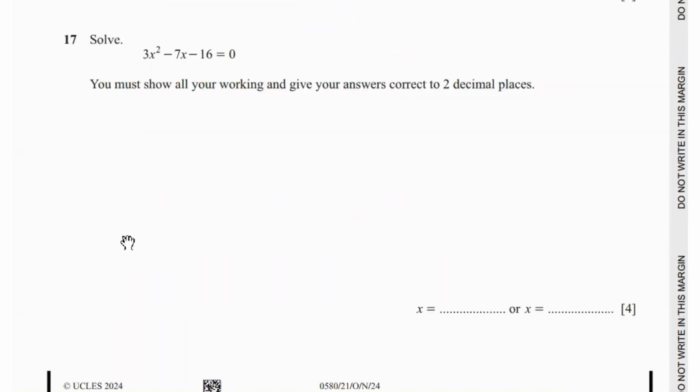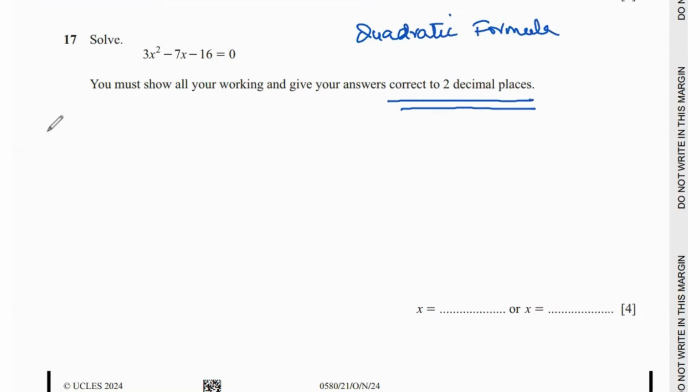Question 17 says solve 3x squared minus 7x minus 16 equals 0. You must show all your working and give your answer correct to 2 decimal places. Since it's identifying that the answer needs to be correct to 2 decimal places, that means we're going to use the quadratic formula. Quadratic formula is x equals negative b plus minus root of b squared minus 4ac divided by 2a.